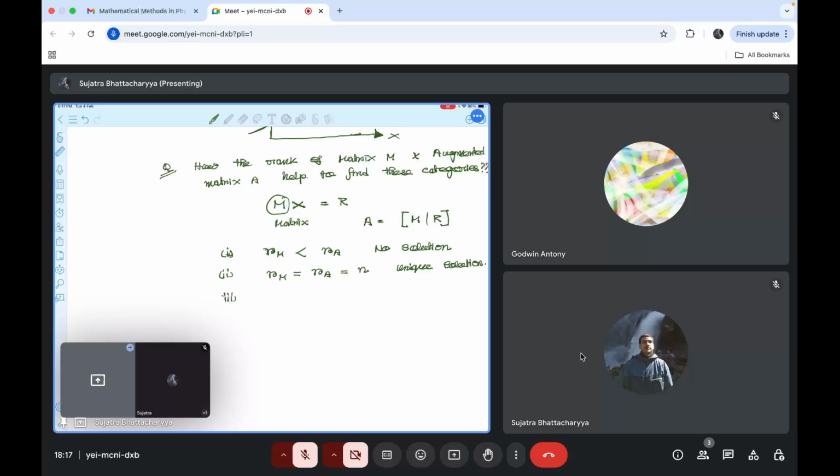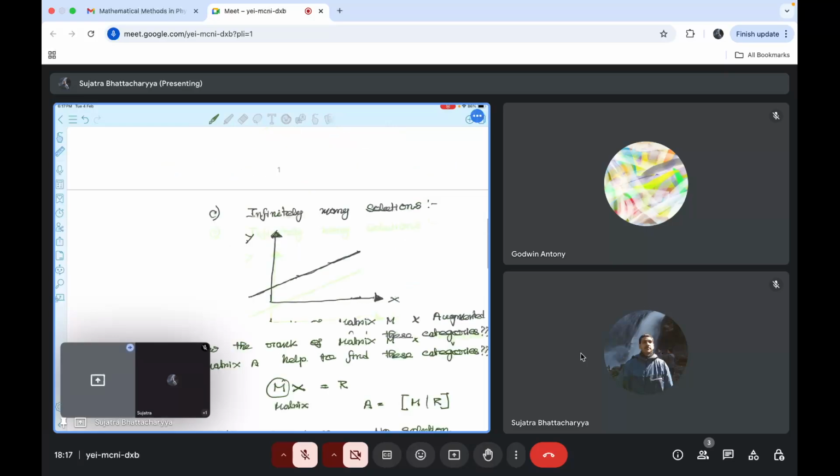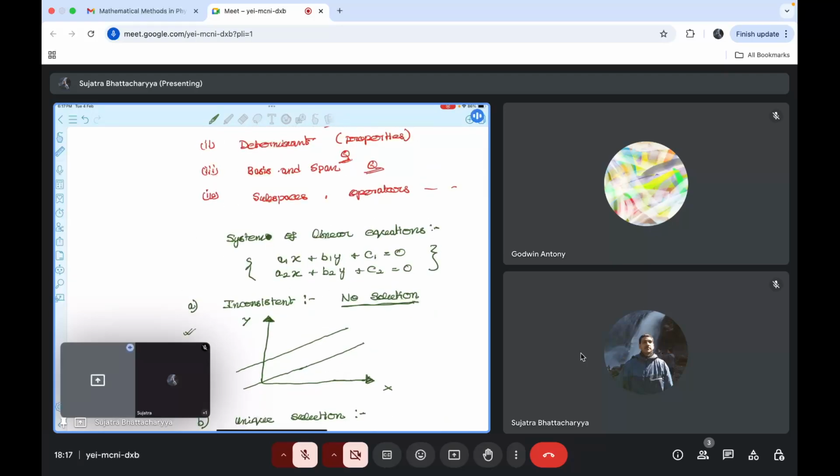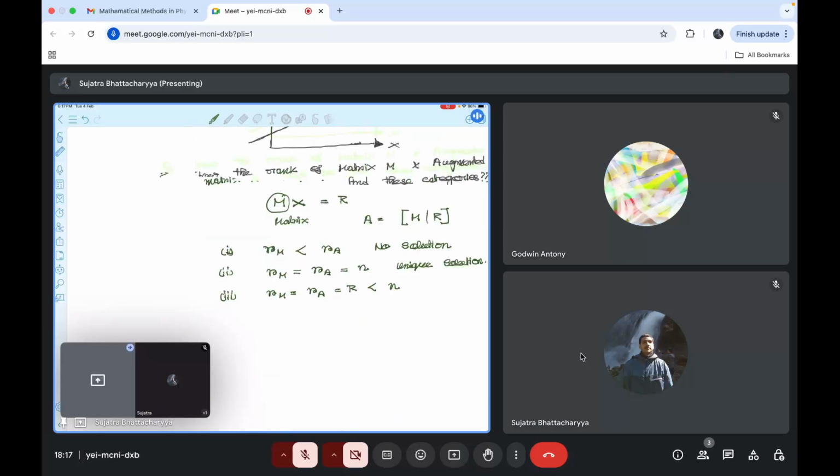And number three is infinitely many solutions. The same condition is repeated: the rank of the matrix is equal to the rank of the augmented matrix, but that is equal to some r, which should be less than n. Suppose in this case there are two unknowns, and the rank of the matrix comes out to be 1, and the rank of the augmented matrix also comes out to be 1. They are equal, but 1 is less than 2. That means there are infinitely many solutions.